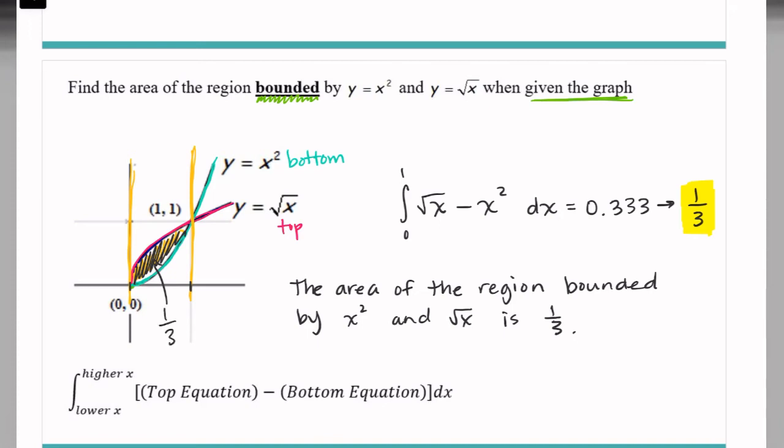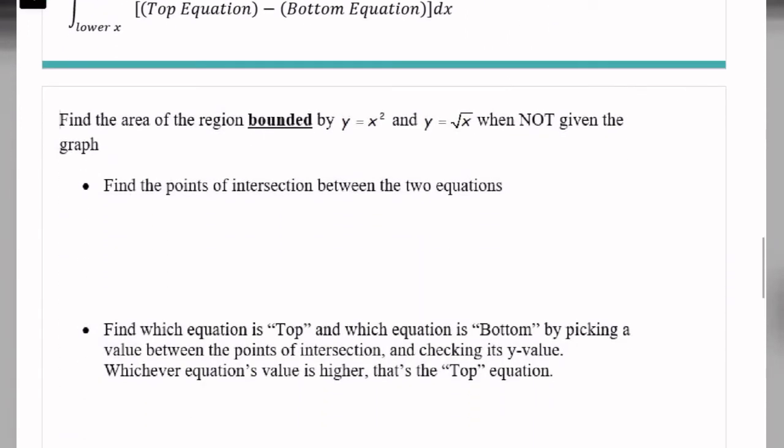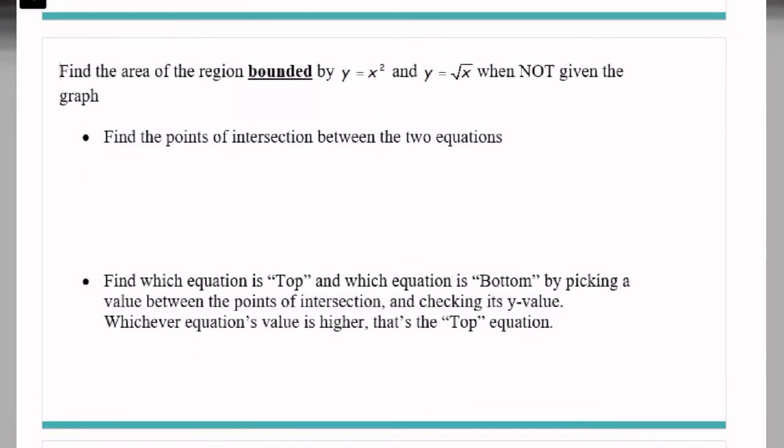Okay. Now, when you're given the graph, it's very easy to visually figure out which one's the top equation and which one's the bottom equation. If for some reason, let's say, we are not given the graph, okay? So if I'm not given the graph, there's a couple things that I need to figure out here, okay? I have to figure out, first of all, where do these two equations intersect? And I also have to figure out, well, which one's the top and which one's the bottom. Now, you might be able to tell just by knowing your function families, which one's the top and which one's the bottom, but I'm gonna go through the process as if you don't know, okay?